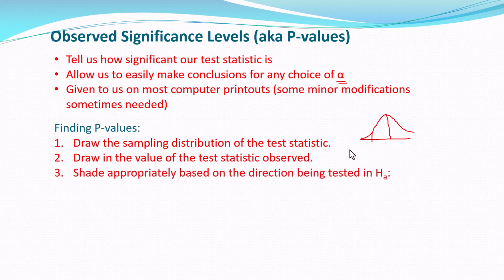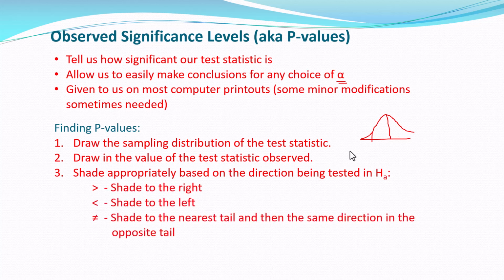Well, to determine how far out there it is, we've got to determine which way we're looking. We were looking to the left, so we would shade over here to the left. That's where we're going to reject. But what if it was a not equal to? Well, what's further out there than negative 2.191? Well, negative 2.2, negative 3, negative 17. But if you're looking in both tails, you know what else is further out there? A positive 2.2 is further out there than a negative 2.191.